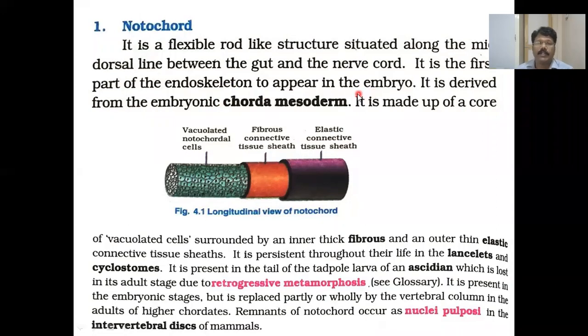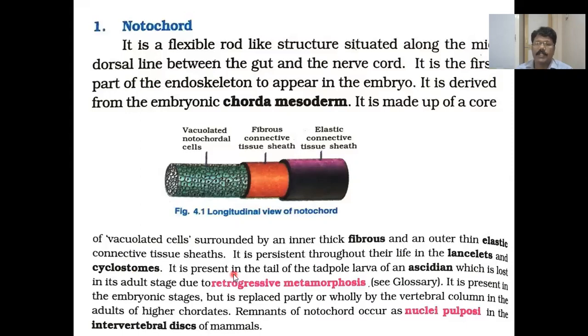And we know that it is derived from the mesoderm, and this part of the embryo is known as the chorda mesoderm. And it is made up of core vacuolated cells, the inner thick fibrous cells, and the outer elastic connective tissue. So this is the inner vacuolated cells. It is surrounded by a fibrous connective sheath, and further it is surrounded by the elastic connective sheath. And it is present throughout the life in case of lancelets and cyclostomes. We will see what are the lancelets and what are cyclostomes.